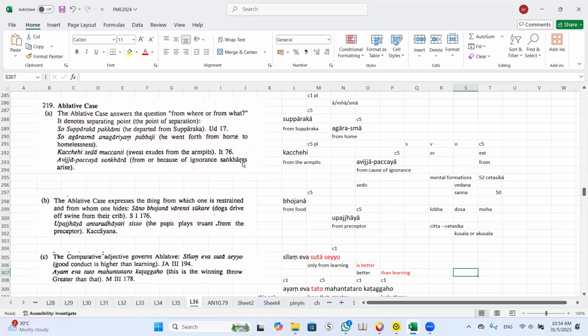So just what are the exact sankara? Here we say mental formation, volition. Normally in this particular sentence, we will say volition. We say mental formation.